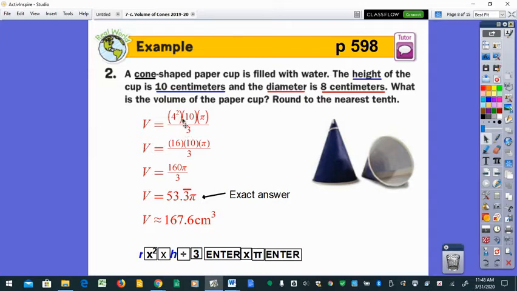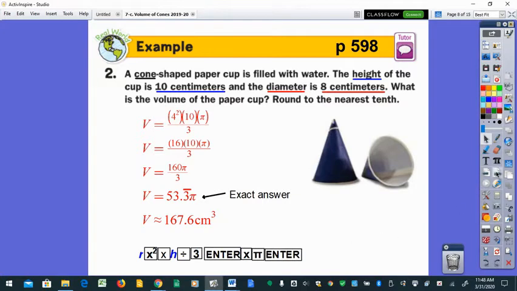So 16 times 10 is 160. Divided by 3 is 53.3 repeating. And I'm going to put the bar there and stop. Put the pi on. That's my exact answer. Need the bar on there to know that it is your exact answer. And I'm going to leave that 53.33333 in the calculator, multiply it by pi, and now that's approximately equal to 167.6 centimeters cubed. Here are the steps in the calculator again if you need them.